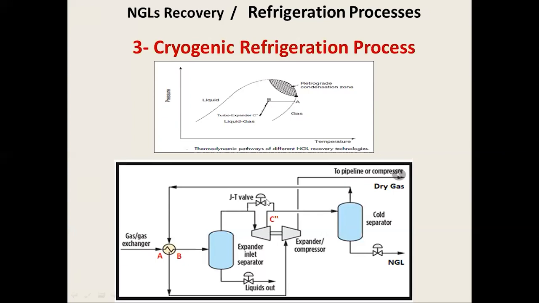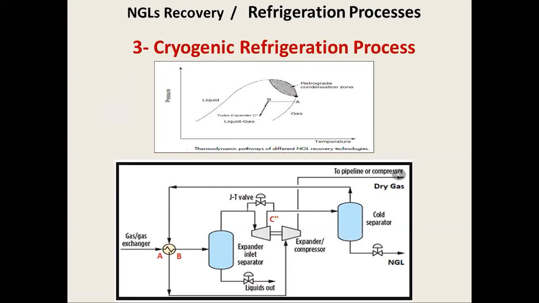What about this JT valve? This JT valve is bypassed to the turbine. If we let the whole gas go into the turbine, okay, what will happen? It may have hydrocarbons condensed inside the impeller in between the blades. If this happens, the liquid will cause vibration and can damage the turbine.